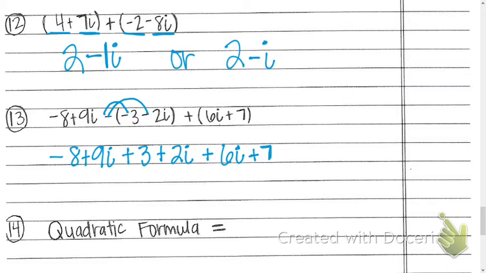Now, we combine like terms. Can I combine an i with a constant? No, I can only combine constants and constants and i's and i's. So what has to come first, the constant or the i? Constant. So we have a negative 8 plus 3 plus 7, which is positive 2. So when I get done, I tend to mark mine out. And then we have to combine our i's. So we have a 9 plus 2, which is 11, plus 6 more. 17i. So we have 2 plus 17i.